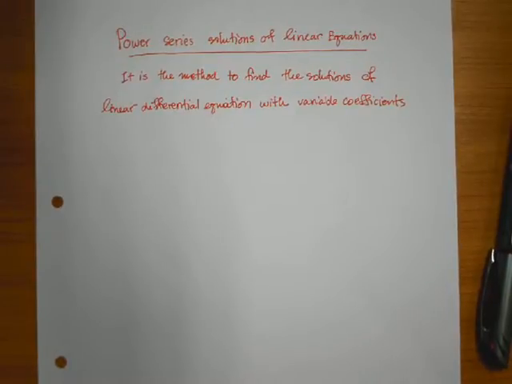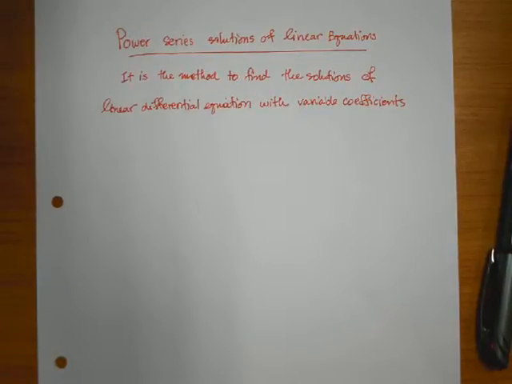Previously, whatever we learned about finding the solution of differential equations, those differential equations always had constant coefficients, right? Except for the Cauchy-Euler equation, where we have x to the power n or x to the power something as a coefficient of the derivative terms of y.